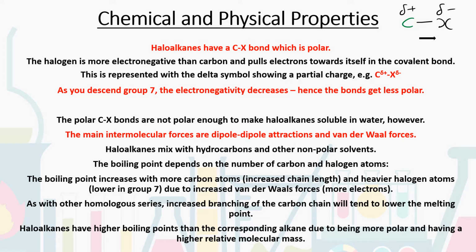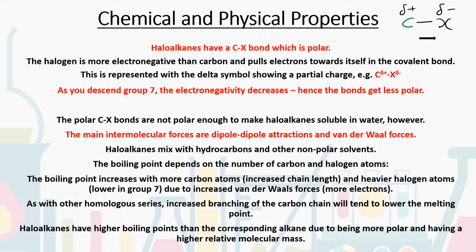Now, haloalkanes contain a C-X bond. Remember that X just represents a halogen atom. It could be a fluorine, a chlorine, a bromine, an iodine. But for any one of those, that C-X bond is always polar. There is a dipole that is created because our halogen atom is always more electronegative than the carbon atom is.